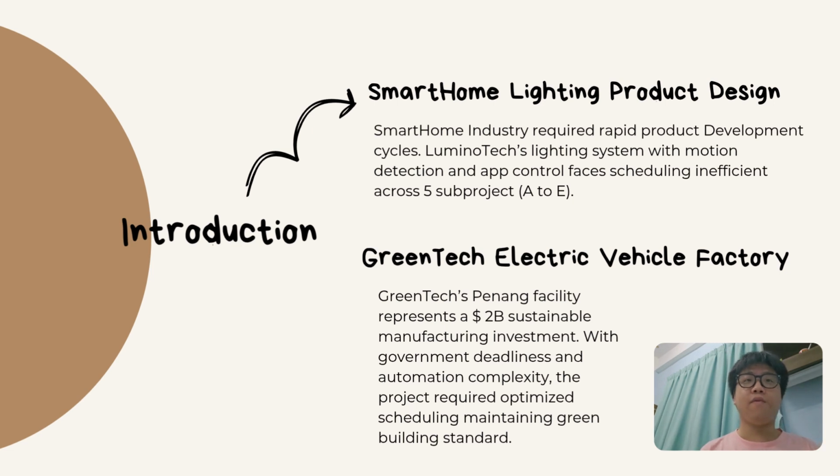Okay, let me continue with the introduction. First, the introduction about smart home lighting product design. The smart home industry requires a rapid product development cycle. Luminotech is a lighting system with motion detection and app control, with phase scheduling influencing 5 sub-projects, A to E.